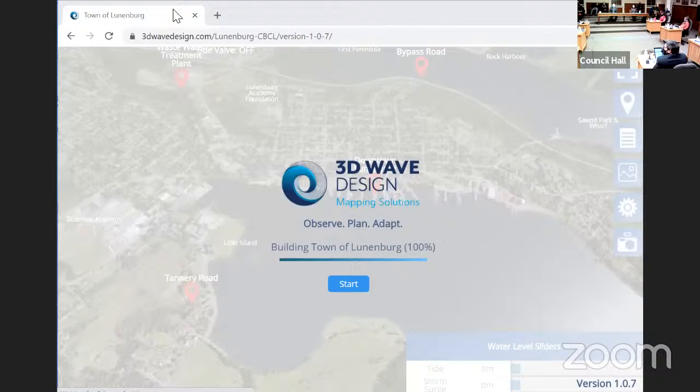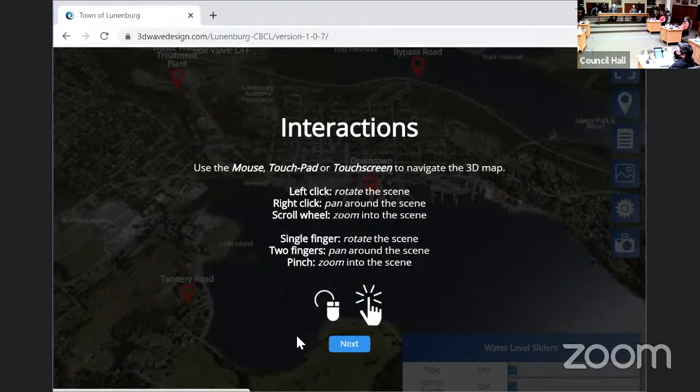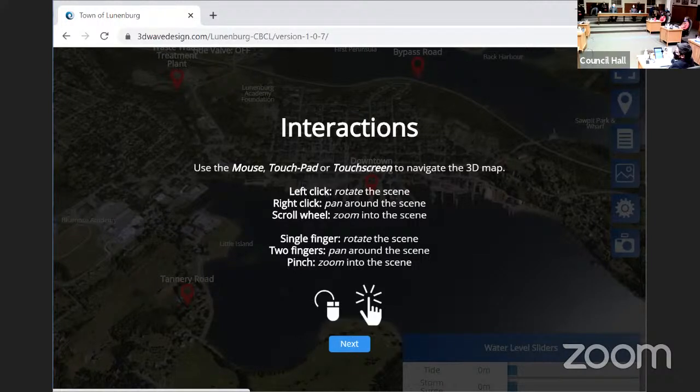Now, this is connected to the internet. I understand your internet speed is slow. Could you click start for us? Very quickly, I'm going to go through these introductory slides. Basically, this is a liability slide. Please click next. This is totally usable by touch screens on phones or tablets and wheeled mice, so it's available on all platforms. Next.